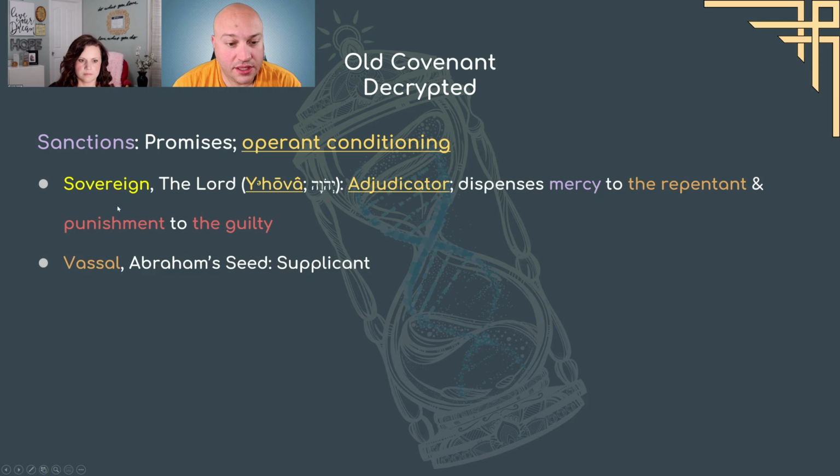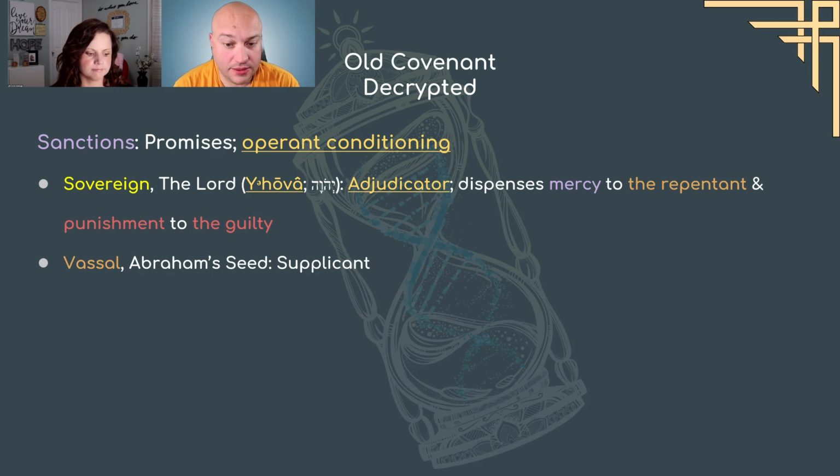So again, the sovereign is Jehovah, the Lord. He is the adjudicator, okay? He is the one who dispenses mercy to the repentant and punishes the guilty. He's the arbitrator. He's the one that defines if you're keeping the covenant or not. Does that make sense? The vassal is the supplicant. All you have now is to ask, because you have no say other than to accept or reject.